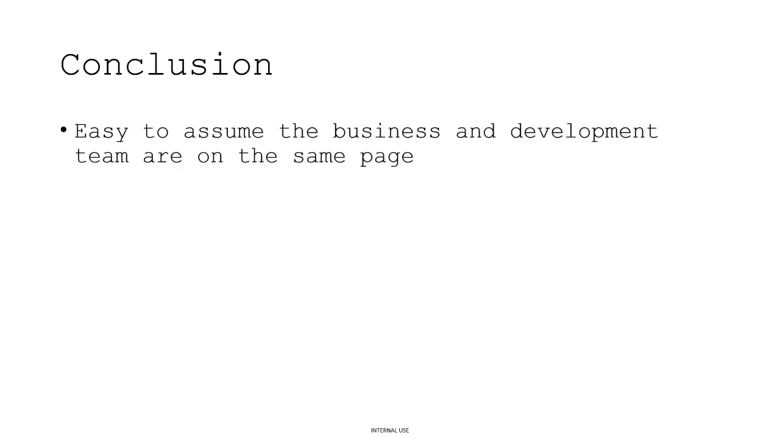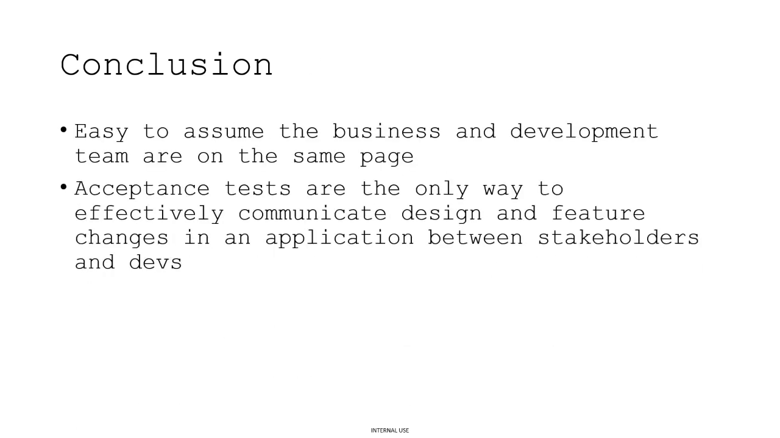So, in conclusion, it's very easy to assume the business team and the development team are on the same page. But acceptance tests are the only way to effectively communicate and ensure that the business team and development team are on the same page. Using acceptance tests, you can effectively communicate design and feature changes in an application between stakeholders and devs. And that's really the key and really the crux of this whole chapter.